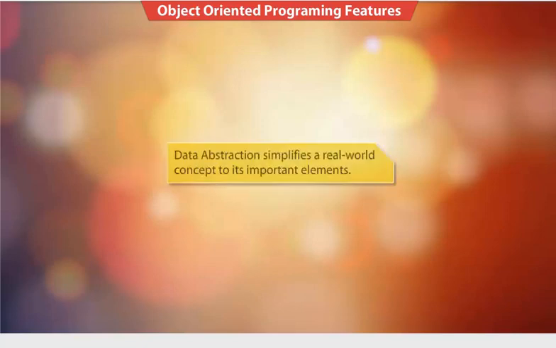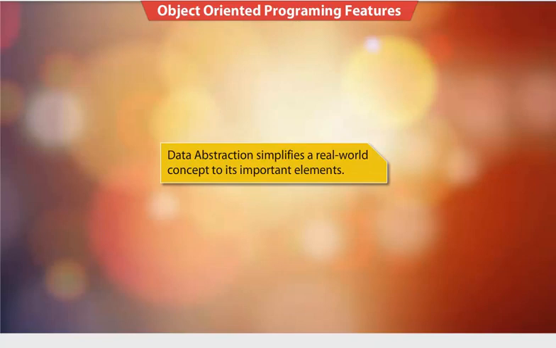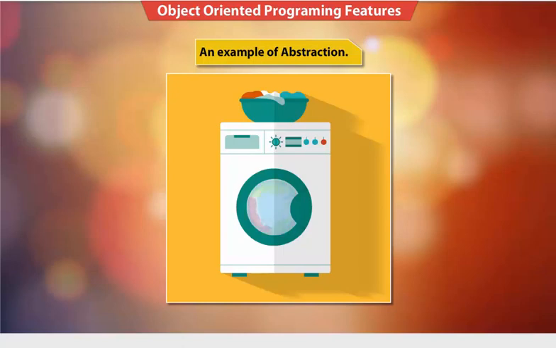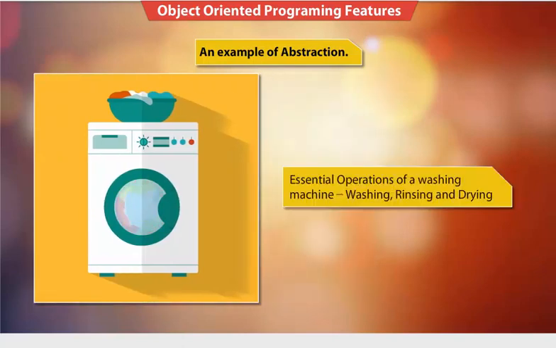Let us now understand the various object-oriented programming features in Java. The first feature is data abstraction. The term abstraction refers to simplifying a real-world concept to its important elements. Let us consider the example of operating a washing machine. A washing machine is used for washing clothes. The main operations are washing, rinsing, and drying. The user must be aware of these operations to operate the machine.